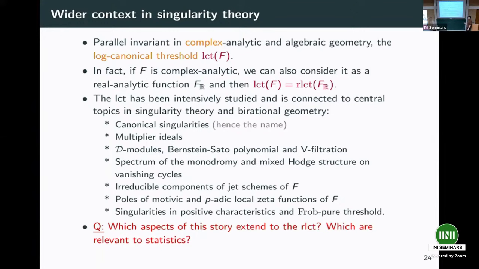Okay. But of course, the square of the absolute value, and because everything factors through the absolute value. The log-canonical threshold is really a very rich invariant. And I certainly don't know many of these stories. I'm also very interested to know which aspects of this story extend to the real log-canonical threshold, and some of them are certainly more promising than others. The one that I've been thinking about the most is the connection with jet schemes, which seems to be the one where the analogy works best.